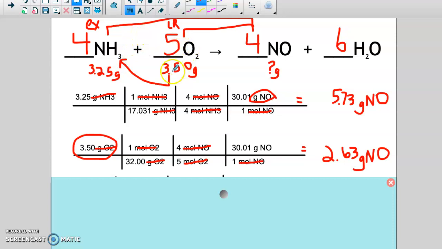If you want to go ahead and do that calculation in your notes, calculate 3.50 grams of oxygen, and then go over here and calculate how many grams of this you actually need. Now remember, this is how much you have, but that's not necessarily how much you need. So go ahead and calculate that, and then I'll show you the answer down below.